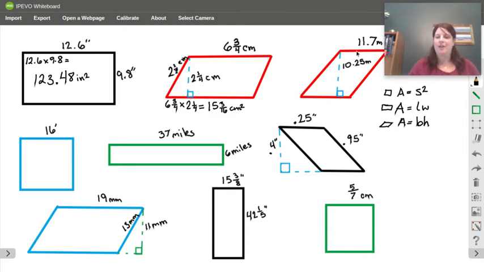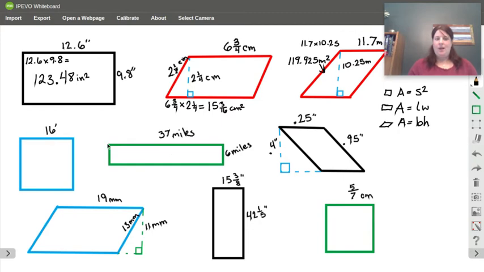All right, here we have another parallelogram. So this one has a base of 11.7 meters and a height of 10.25 meters. And we don't even have a side measurement, so we don't even have to pick. So we'll do 11.7 times 10.25. And that gives us 119.925 meters squared. Put that one in there.